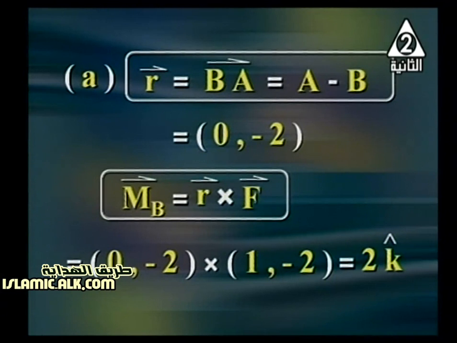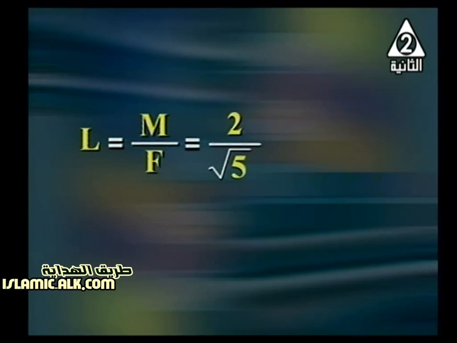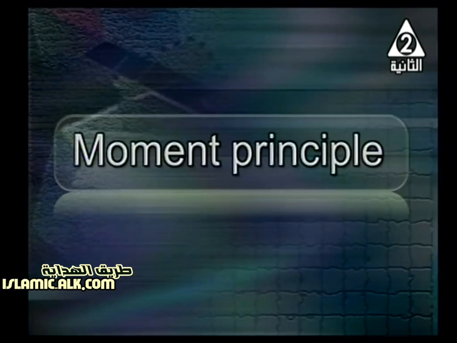What is the length of the perpendicular? M over F equals 2 over root 5, multiplied by root 5 up and down. The answer is 2 root 5 over 5. The moment principle is very important.